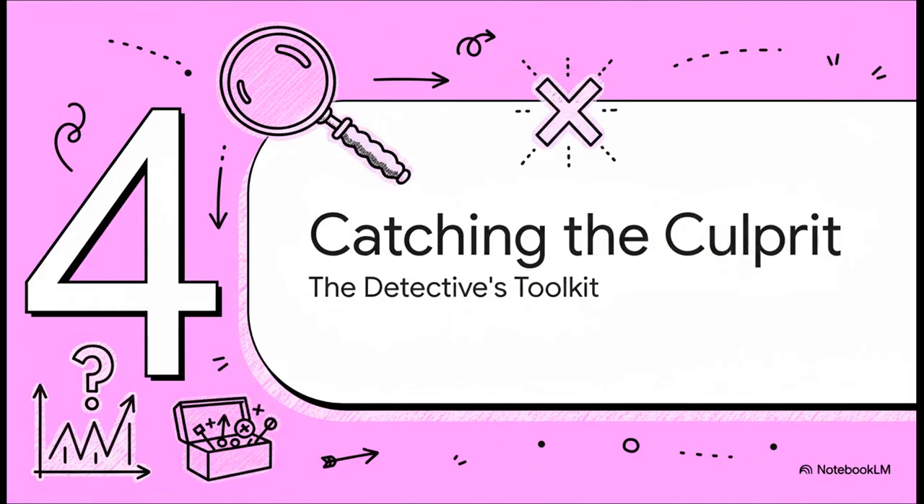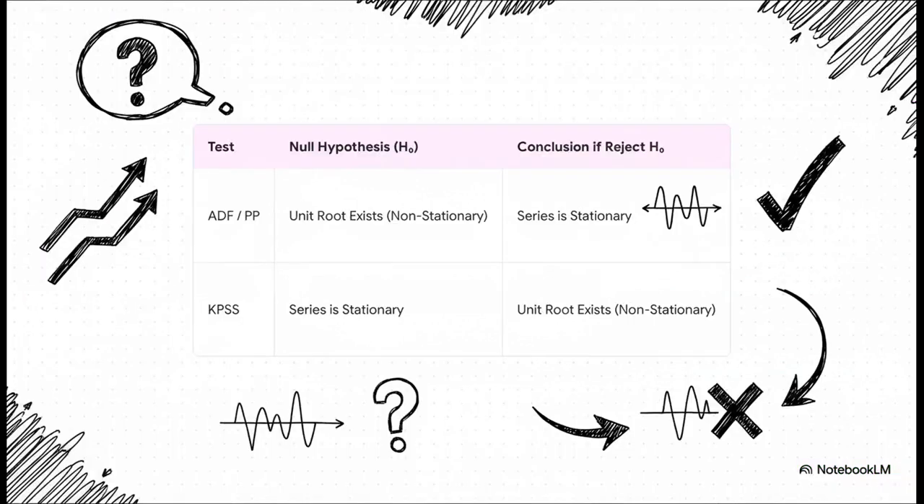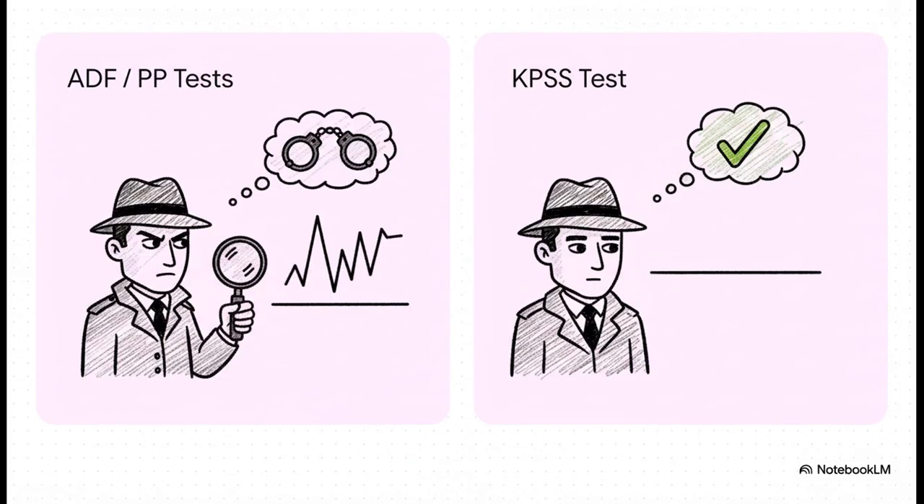So how do we, as data detectives, catch this thing before it completely wrecks our work? Well, we need the right set of tools to test for it. And here is our primary toolkit. We've got tests like the Augmented Dickey-Fuller, or ADF, and the Phillips-Perron test, or PP. Then there's another one called the KPSS test. Now look closely at the table and notice the absolutely crucial difference here. What they assume to be true by default, their null hypothesis. This right here is probably the most important concept to get your head around. These two groups of tests are asking fundamentally different questions.